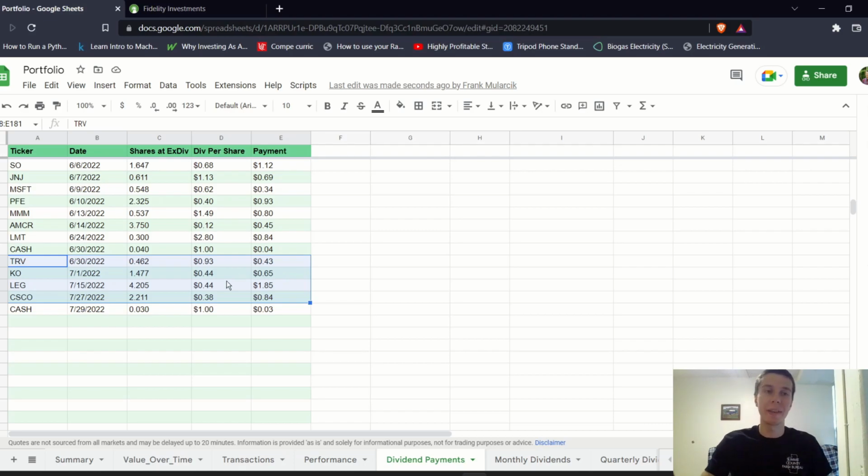And we actually got a cash dividend as well, which is just like the interest from our money market account, which was just 3 cents this month. So that's better than nothing, you know?